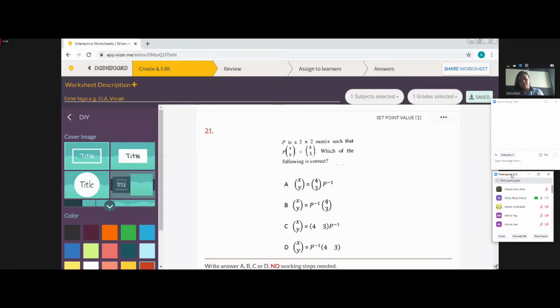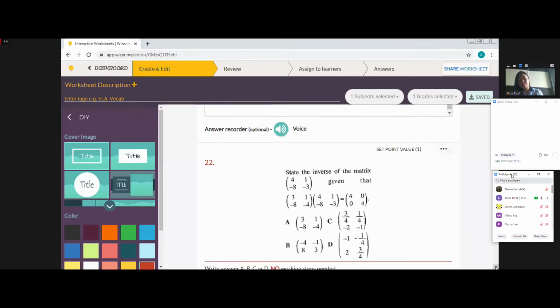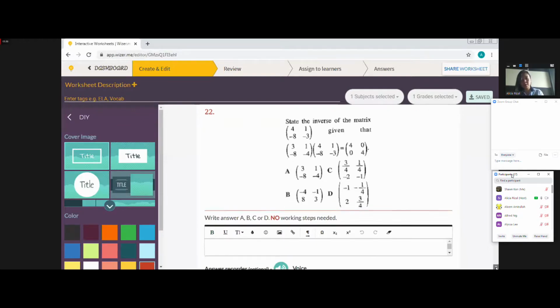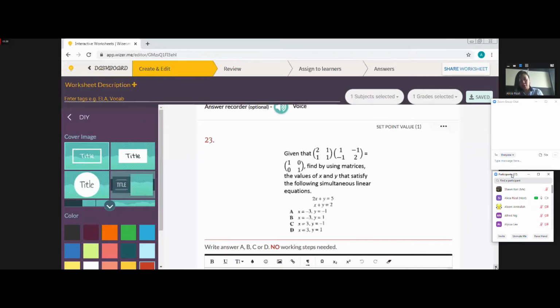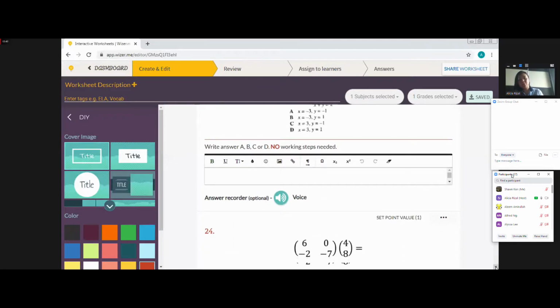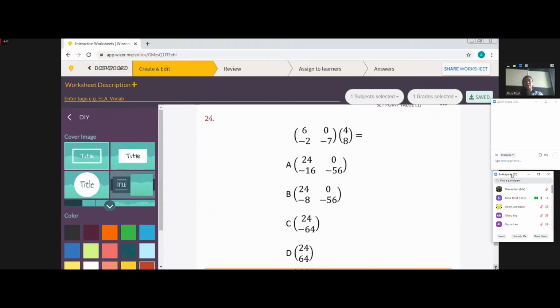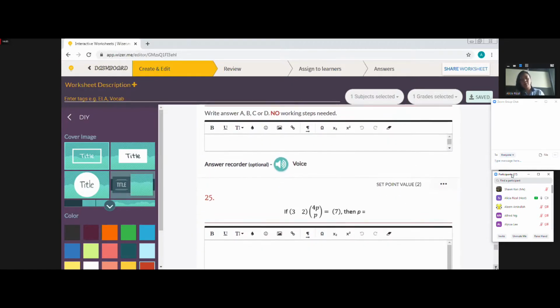Okay, 22. This version again is C. Okay, this is C. 23 is C. Find the value of X and Y. This one you can actually use your substitution and elimination because it's an objective. How am I supposed to know whether you're using a matrix form or not? Okay, so 24. The answer is C. Multiplication.